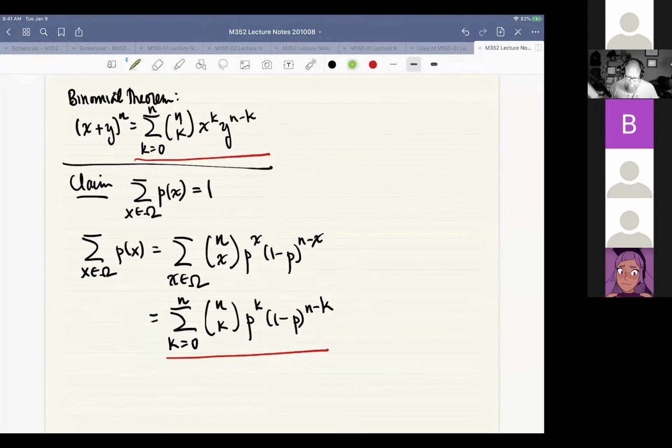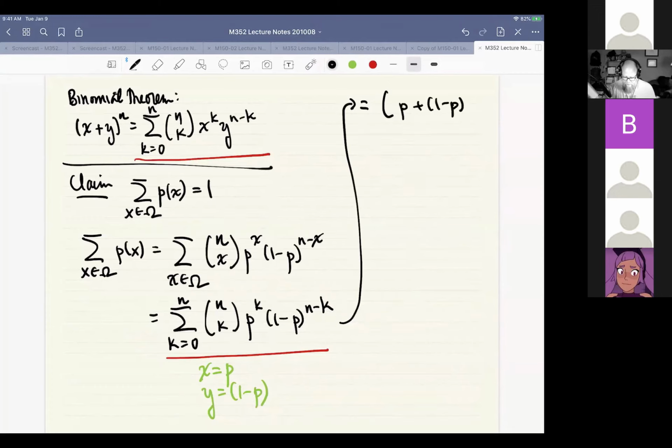So this suggests that in the binomial theorem, I should put x equal p, and I should put y equal 1 minus p. That is to say, I can use the binomial theorem on this expression where x is p and y is 1 minus p. So doing that, the binomial theorem tells me this huge summation can be simplified as the quantity p plus 1 minus p to the nth power. And that minus p cancels with that p, and I get 1 to the nth power, which is 1.